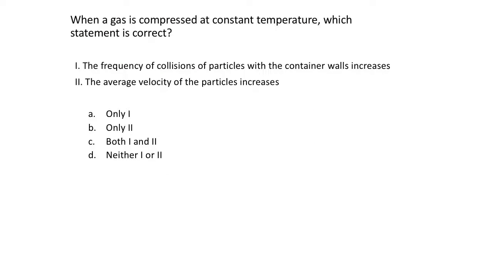Let's think of this scenario. Let's say we have a gas that's being compressed. That's the idea of having a gas sample with a piston. You can press down on the piston to compress the gas. Which statement is correct? Do the collisions between the particles and the walls of the container increase? Do the particles increase in their velocity itself? If you compress a gas at constant temperature, do you make the particles on average travel faster, or are they traveling at the same speed? So think about these two questions. I'll give you a minute or two to think about this one.